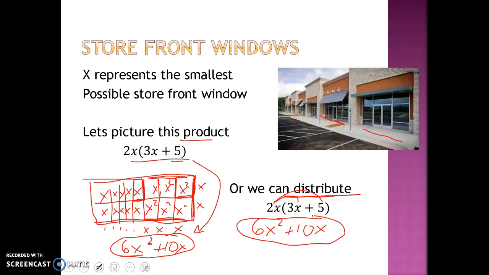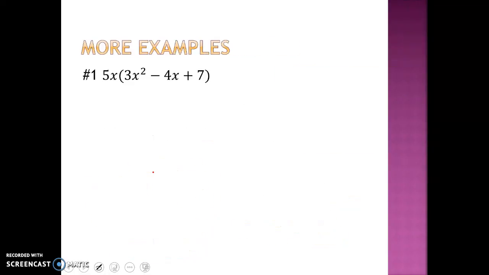So we can do all of these with a picture like this. That's a concrete way of doing it. Or a more abstract method would be to use the distributive property to come up with our polynomial. So let's practice some of these on our own. Let's start with number 1. And what I would do on each of these is pause the video, try it on your own, and then see if you were able to come up with the correct answer by watching the rest of the video.